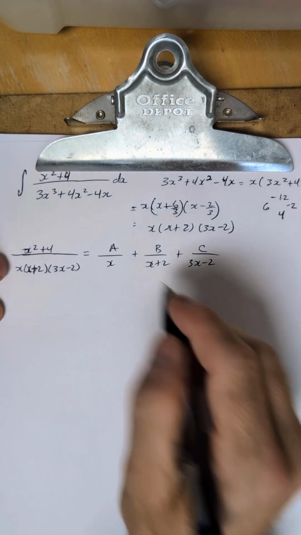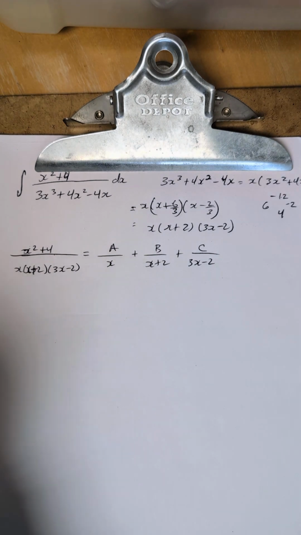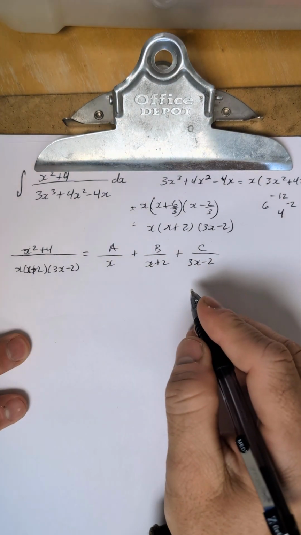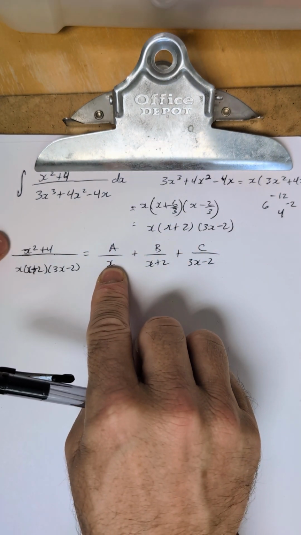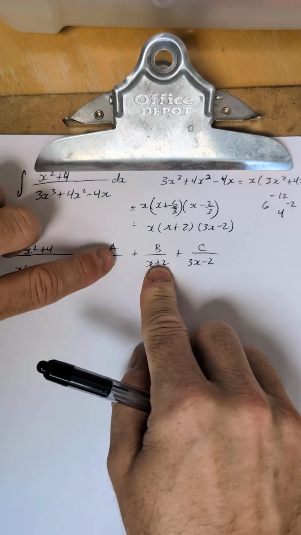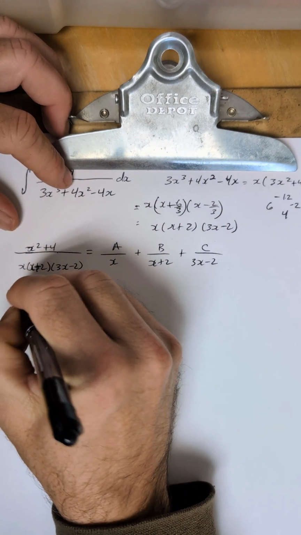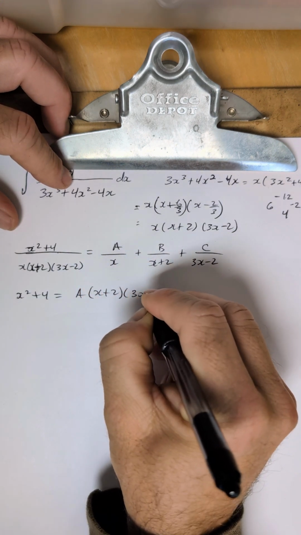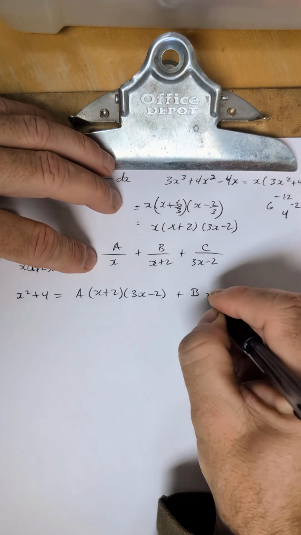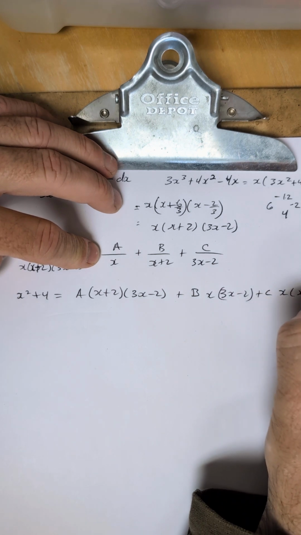Now multiplying each of the quantities here by the product of each of these terms, you're going to get a cancel. So this one is going to cancel with this x when I multiply everything through by it, leaving these two factors. This one is going to cancel this x plus 2, leaving these two factors. And then this one will cancel this one, leaving these two factors. So the result is x squared plus 4 is equal to a times x plus 2, and then times 3x minus 2, plus b times x, and then 3x minus 2, and then plus c times x plus 2.